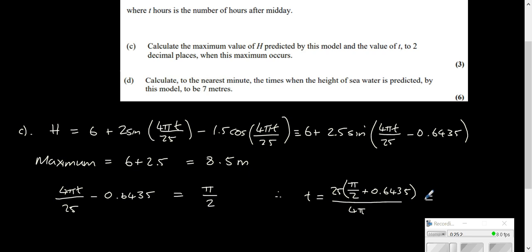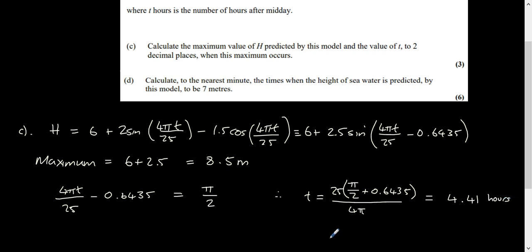So we use the fraction button on the calculator and just plow into that. So we've got 25 multiplied by pi over 2 plus 0.6435, divided by 4 pi. And so t to 2 decimal places is 4.41 hours. Okay. So just to recap that, the maximum happens at 2.5, but then add 6. When does it happen? Well, this thing in the bracket has to be equal to pi over 2 because pi over 2 creates the first maximum on the sine curve. And so we just make that equation and solve it for t.